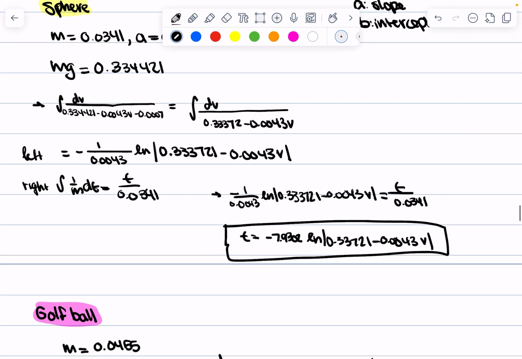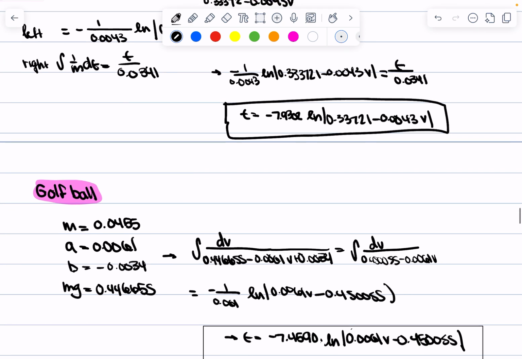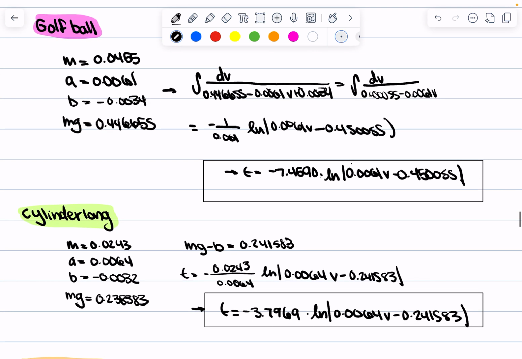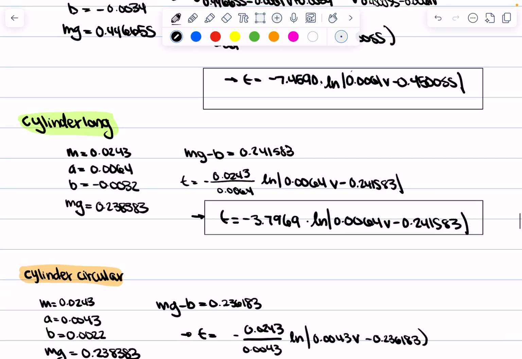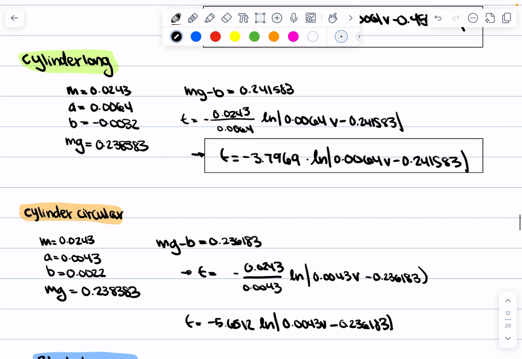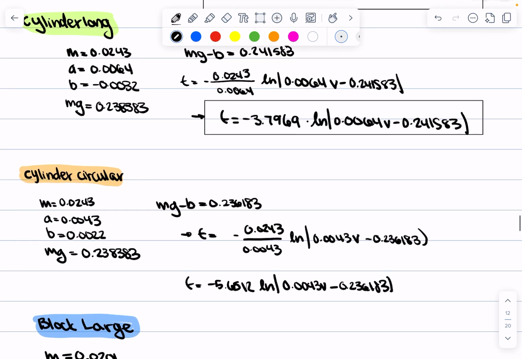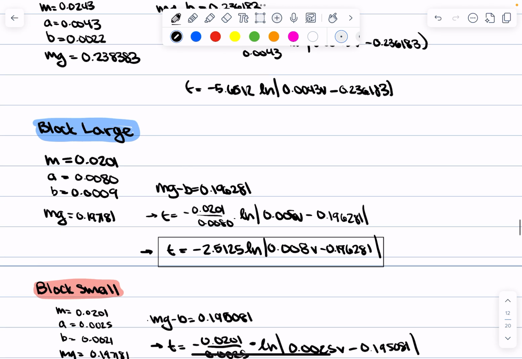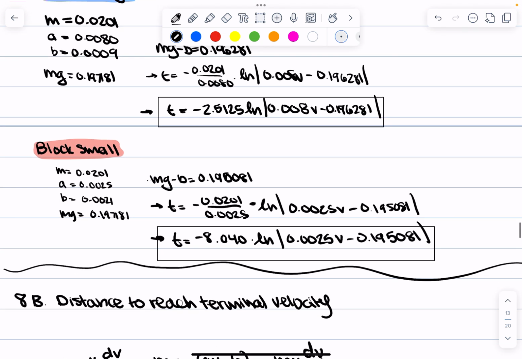But here's for the sphere, and then golf ball, cylinder, the other orientation of the cylinder, the large face of the block, and the small.